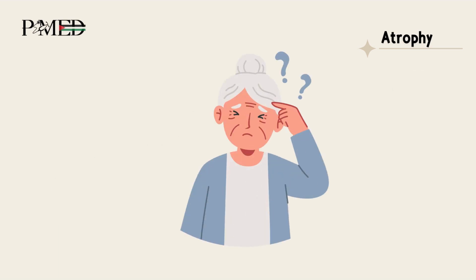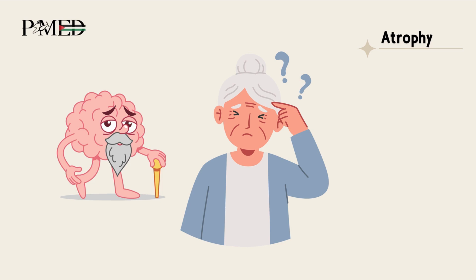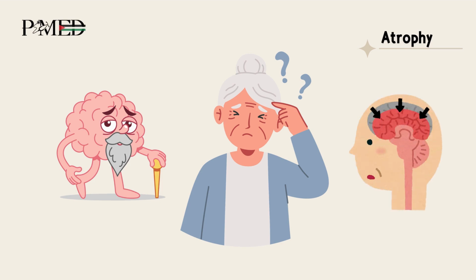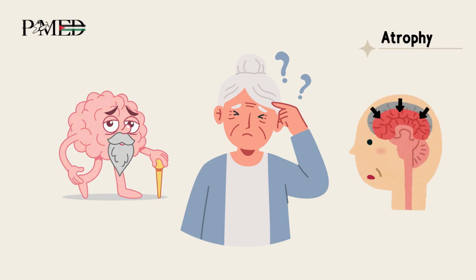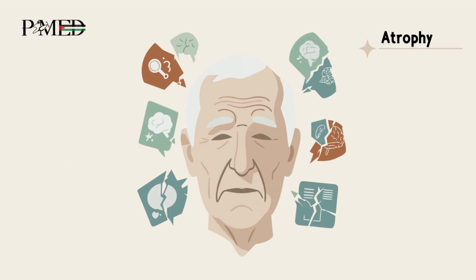Another example is the brain during aging, where there is a gradual loss of tissue volume over time. This can affect cognitive function and is something we often correlate clinically with memory decline.